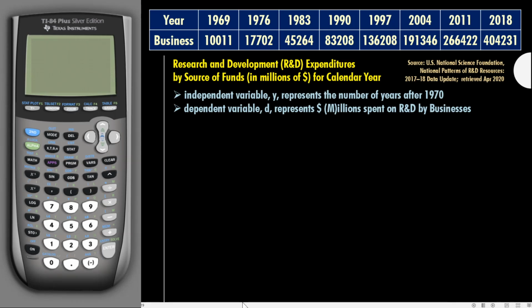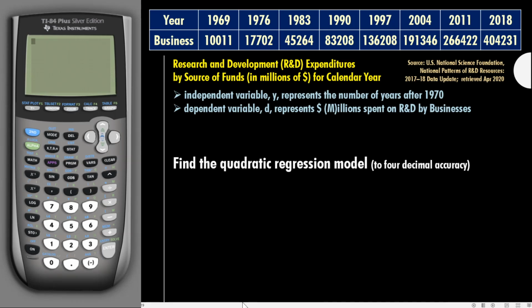So the third model that I would like to study is the quadratic regression model. And we can do that again by going to Stat, moving over to Calc, coming down to number 5, right below the linear regression. The quadratic regression is essentially a second-degree polynomial model. I go ahead and hit Enter. Yep, my independent variable, my dependent variable, all set.